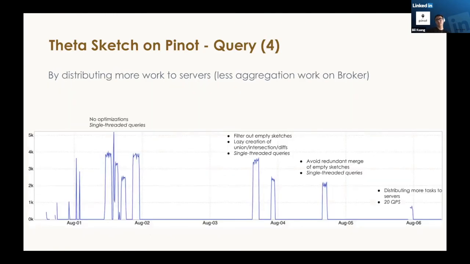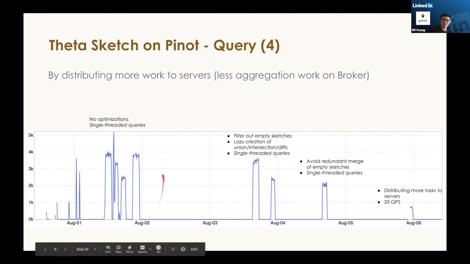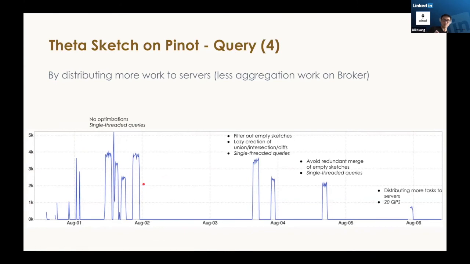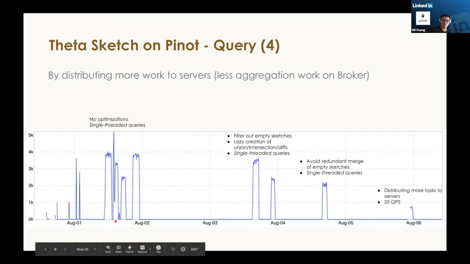Cool, so this is a slide of the progress that we made over time. The initial few peaks, you can see, this is 4,000 milliseconds, so this is 4 seconds. No optimizations and single threaded query, which means that we're sending a bunch of queries one at a time to this Pinot cluster. No optimizations, it was just 4 seconds, not great.